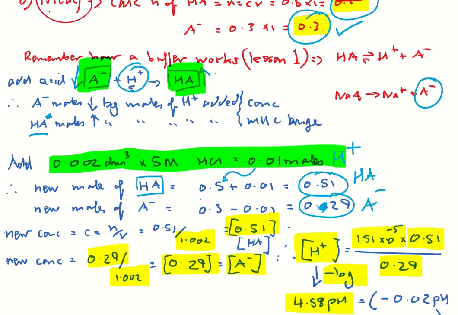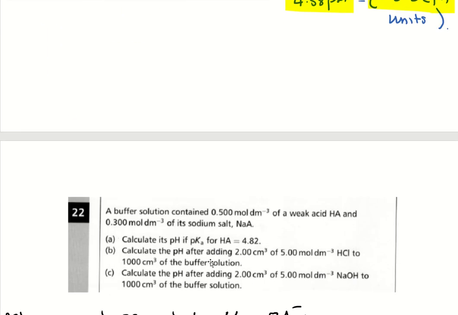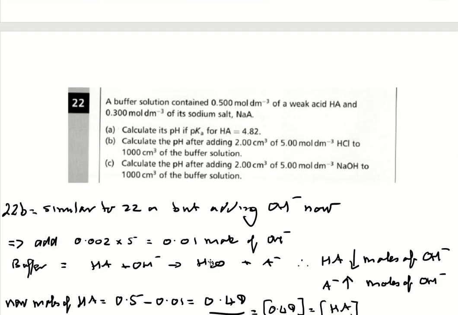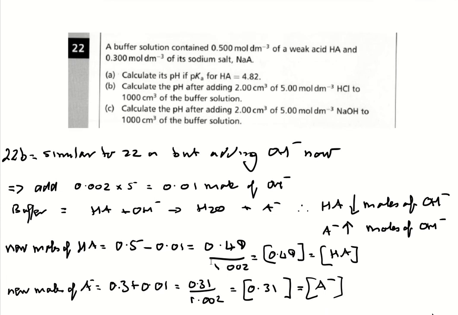So originally the pH was 4.6. I've added some acid to it, quite a lot of acid in fact. I've only had a change of 0.02, so 2/100ths of a pH unit. Okay, so that's how you work out the pH change in a buffer when you add some acid to it. Let's have a look at how we do the same then if we add some alkali to it.